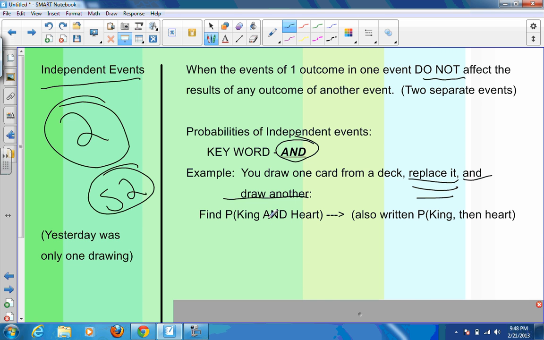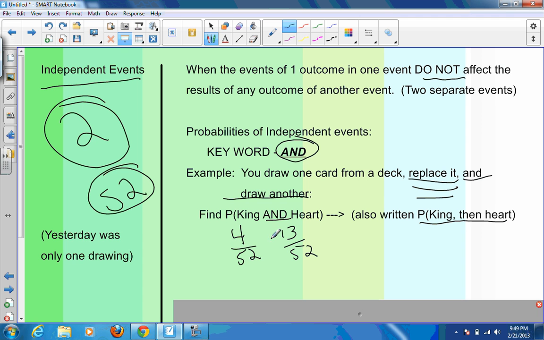If I want to find the probability of getting a king and a heart, your problems in your book, by the way, will be written like this. It'll say, find the probability of a king, comma, and then a heart. This is what we do. I want to find the probability of getting a king on the first draw. All right, so there are 4 kings in the deck out of 52 cards. And I want to find the probability of, on my next draw, getting a heart. Well, if I put the card back, saying that maybe I drew the king of hearts, it's now back in the deck, that's going to be another 13 out of 52.